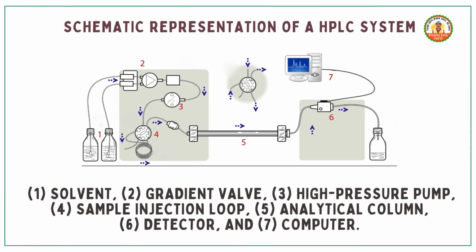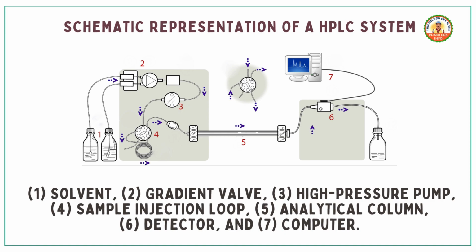To better understand high-performance liquid chromatography, HPLC, let's take a look at a schematic representation of an HPLC system. Here are the key components. Solvent: this is the liquid that carries the sample through the system. It is also known as the mobile phase. The choice of solvent depends on the type of mixture being analyzed.